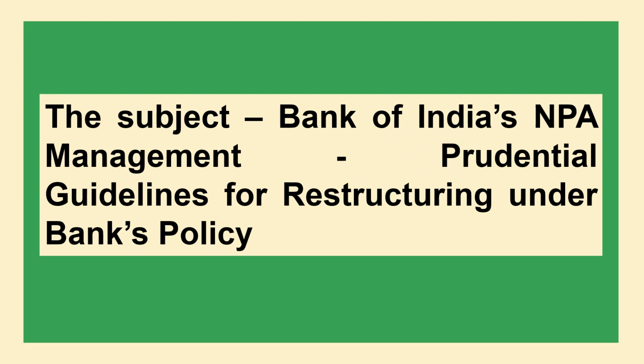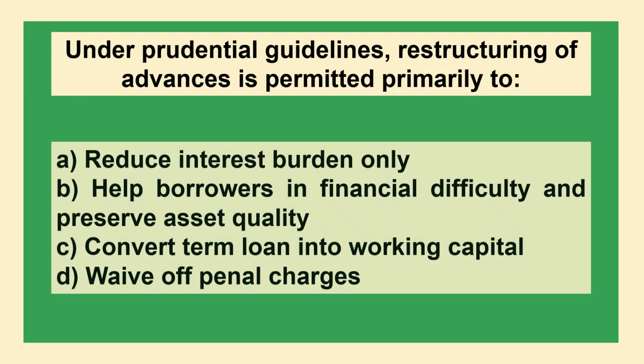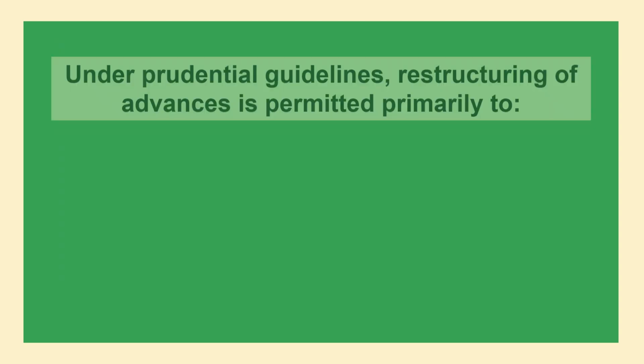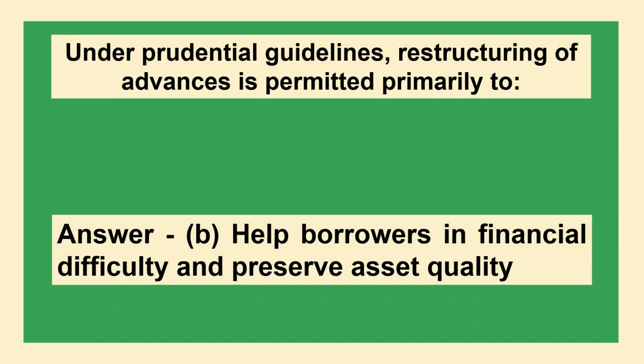The next subject is Bank of India's NPA management prudential guidelines for restructuring under bank's policy. Under prudential guidelines, restructuring of advances is permitted primarily to option A reduce interest burden only, option B help borrowers in financial difficulty and preserve asset quality, option C convert term loan into working capital, option D waive off penal charges. The answer is option B help borrowers in financial difficulty and preserve asset quality.